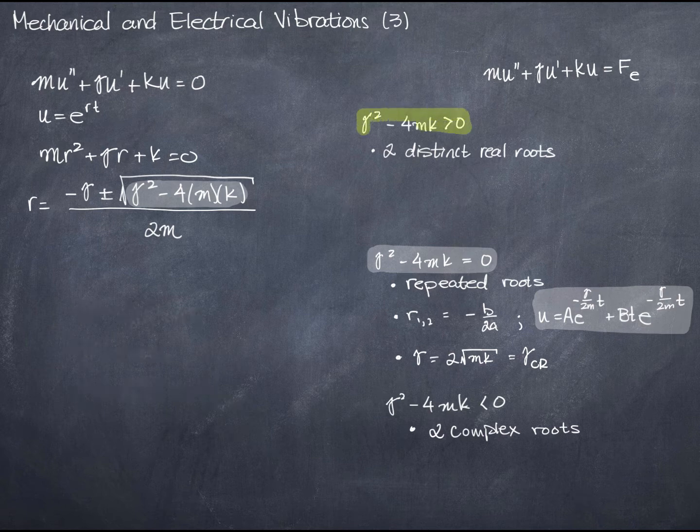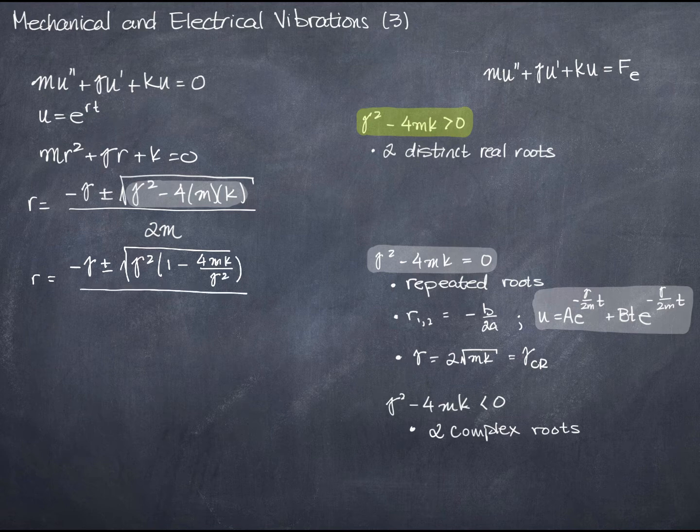Okay, now let's take a look at the case when the discriminant is greater than 0. I'm going to do a little bit of algebra here. I'm going to start by factoring out that gamma squared inside the square root. So if I factor that out, I get 1 minus, factoring is essentially dividing out, so I'm dividing out a gamma squared. And then I can take the square root of gamma squared. That's just a factor now. So I get gamma plus or minus gamma times the square root of 1 minus 4mk over gamma squared, over 2m. And I dropped my negative here.